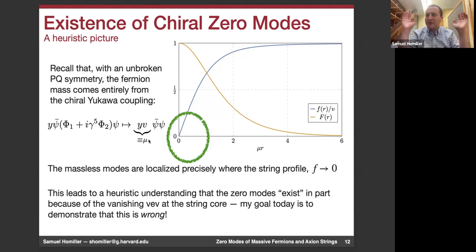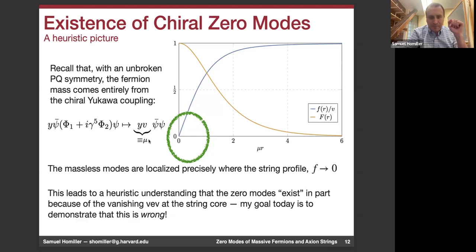This cartoon picture of why these zero modes exist is good insofar as it goes. But I think hopefully I've emphasized from doing these derivations that this is not exactly why the zero modes exist. My goal for the rest of this talk is to show you that at the very least, this heuristic picture is at best incomplete as to understanding whether or not you can have these zero modes.